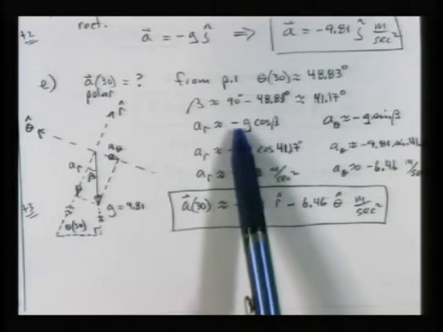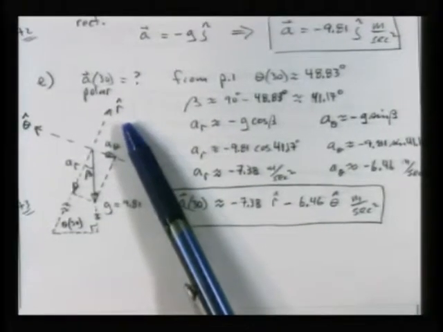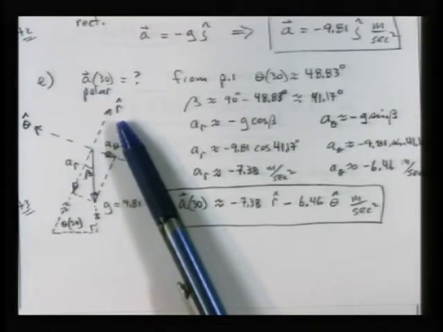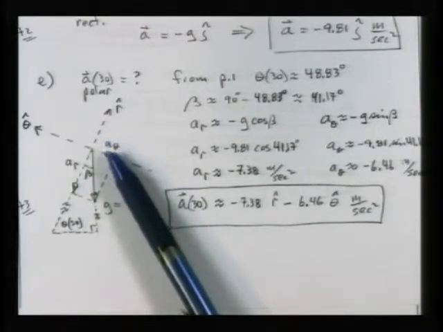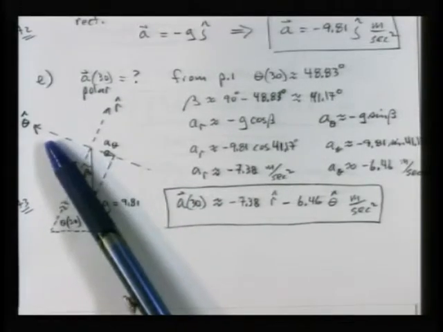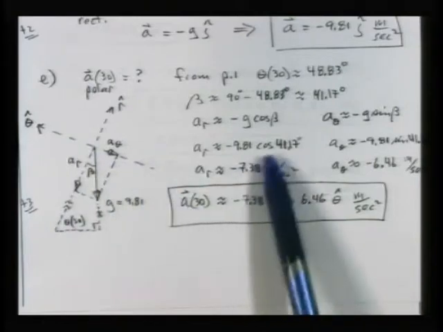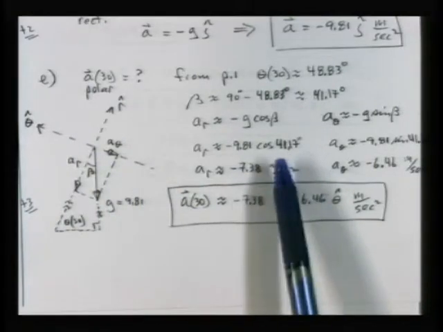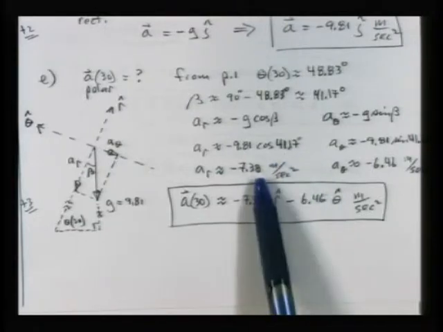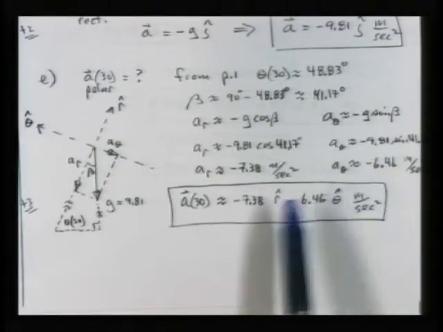And notice that you have to assign a negative to it because you can see the positive sense of r, and you can see that A_r opposes that. Similarly, A_theta opposes the direction of the unit vector theta hat. So we do those calculations, and they're right here. That beta angle is the complementary angle, as I said. And so here's the calculation for the r term and the theta term of the acceleration.